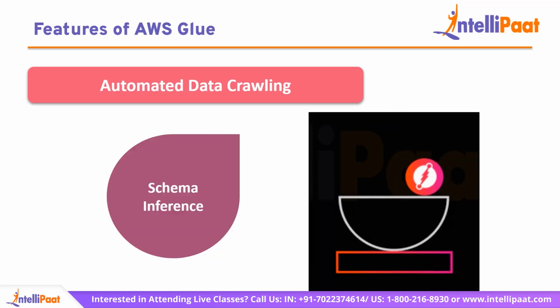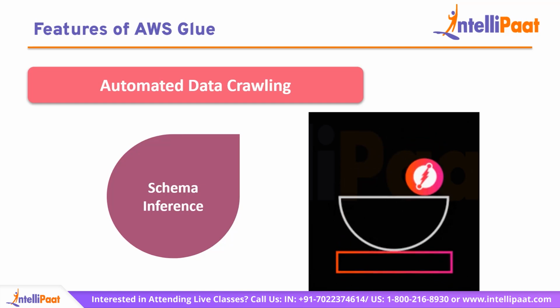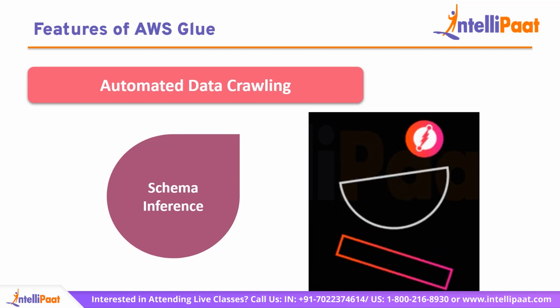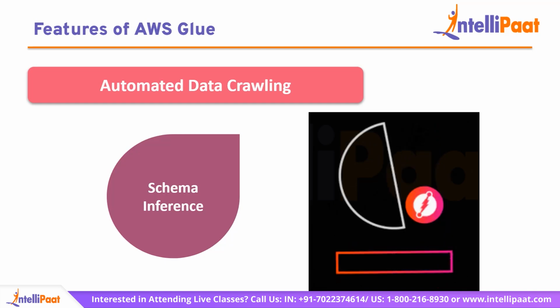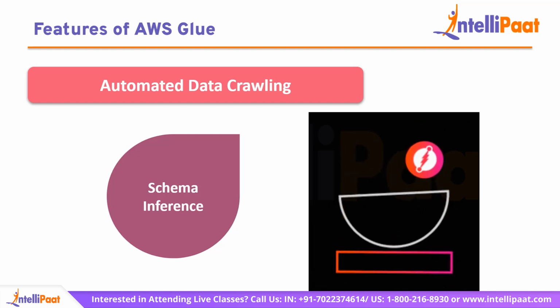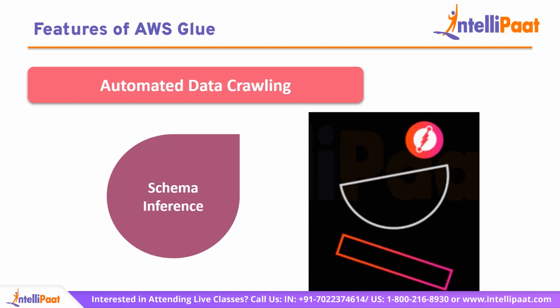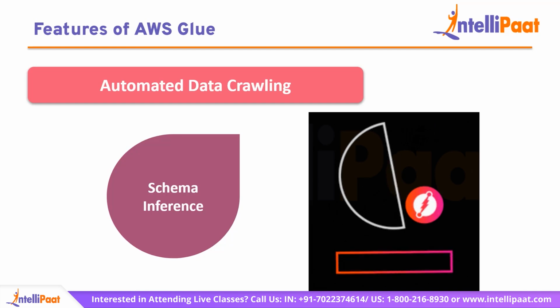The third one is schema inference. During the crawling process, AWS Glue infers the schema of the data by examining the data's contents. It analyzes file formats, headers, patterns, and other characteristics to determine the schema. AWS Glue supports various data formats, including CSV, JSON, Parquet, Avro, and more.